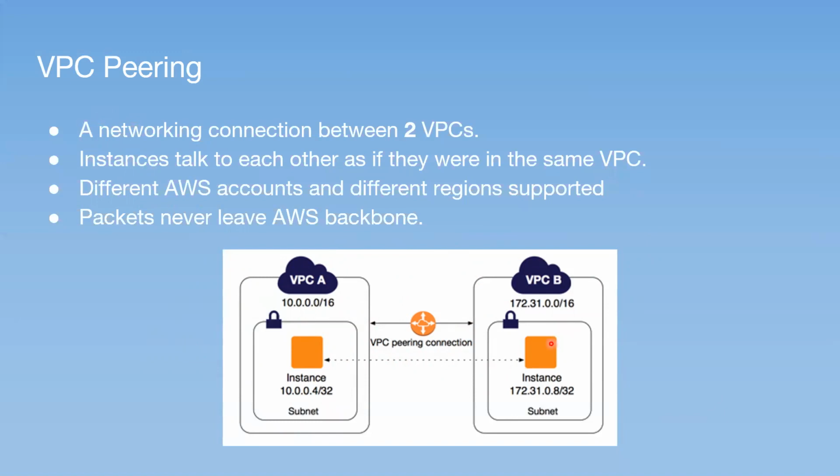And I should also emphasize that one VPC only belongs to one region. You can't have a VPC which spans regions. So if you wanted to have services in different regions which talk to each other, then VPC peering might be an option for that. And one final thing to note is that packets in the VPC peering connection never leave AWS, so they never go into the internet.